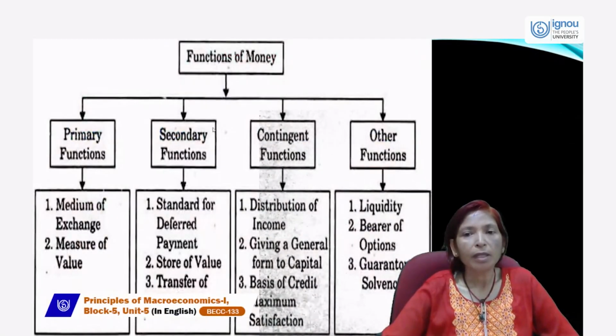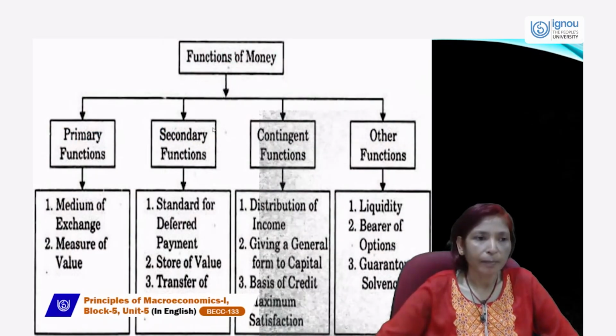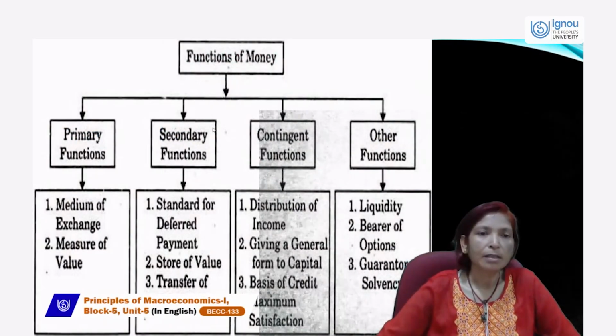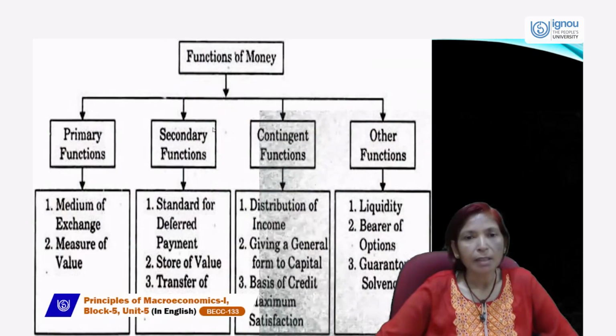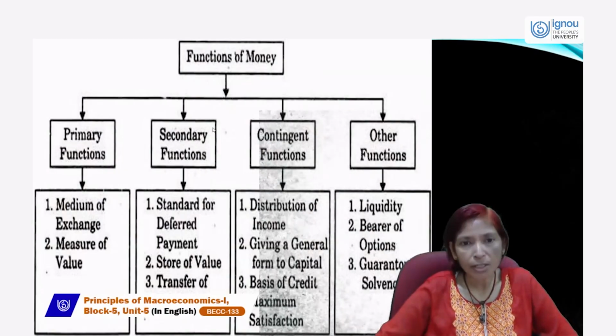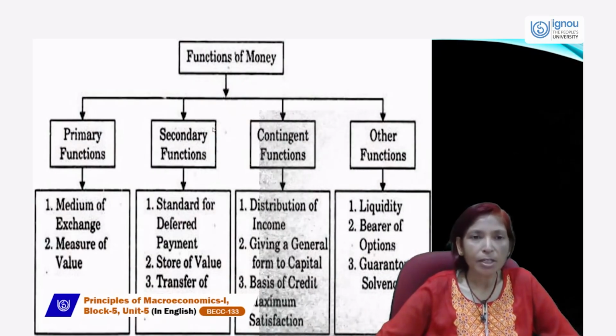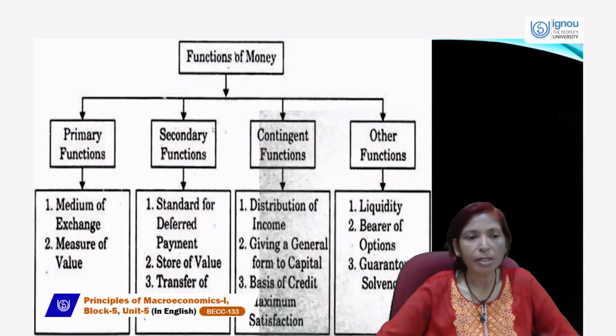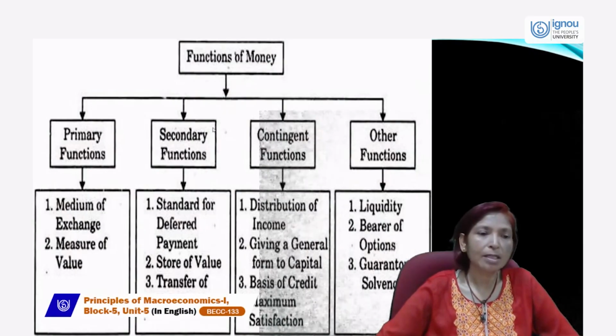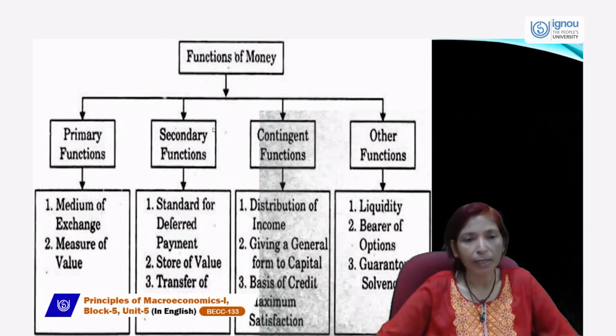Now, these are three main broader categories of functions of money. One is primary function, next is secondary function, next is contingent function, and other functions are also performed by money. We have discussed the primary function. It has two main subparts: medium of exchange and measure of value.